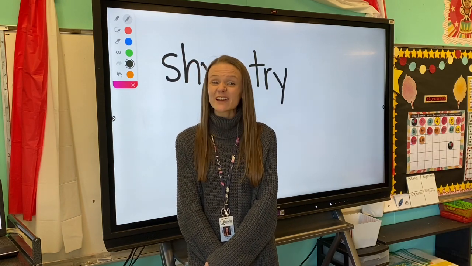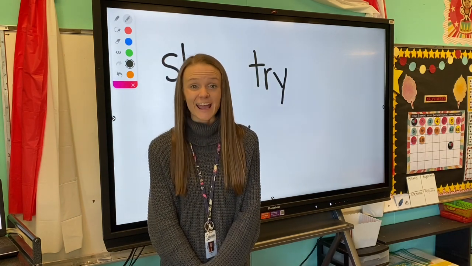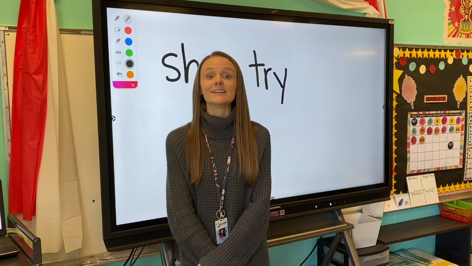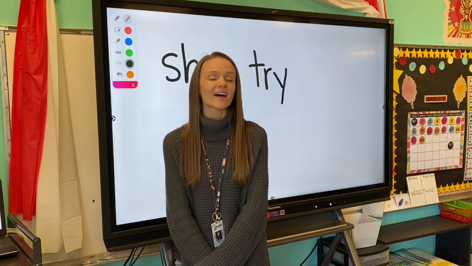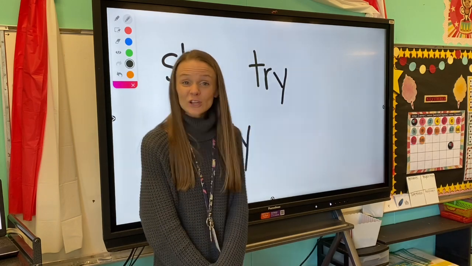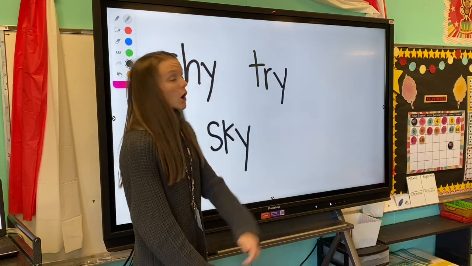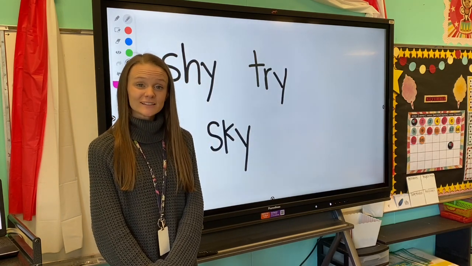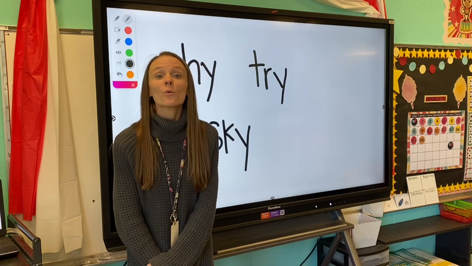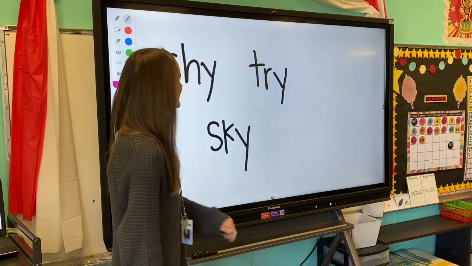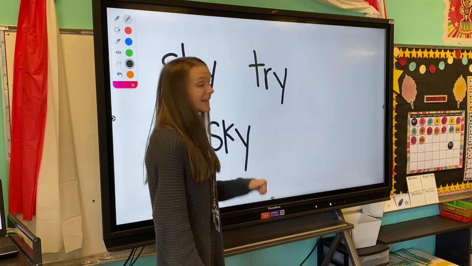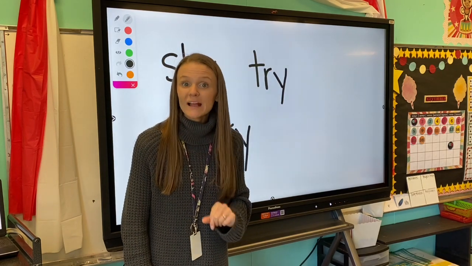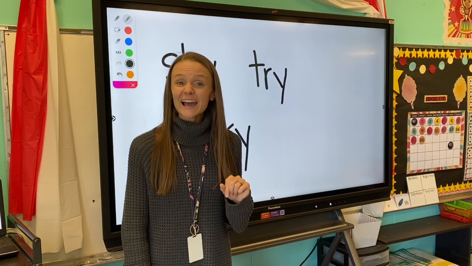Okay, friends, so we have learned in the past that letter I makes the long I sound. Well, today we're going to learn a new letter that can also make that long I sound. So look at these words up on the board. What do you guys think is making that I sound? Yes, it is letter Y. Each one of these words ends in letter Y. In these words, Y is acting as a vowel. It is making the long I sound.